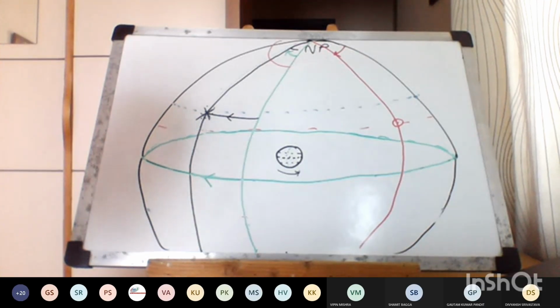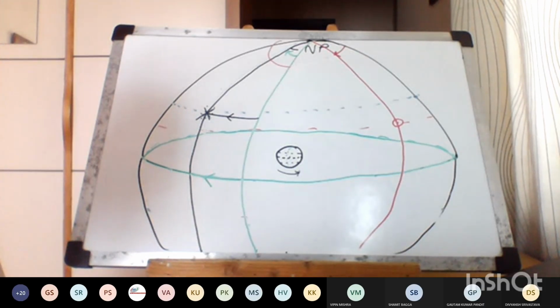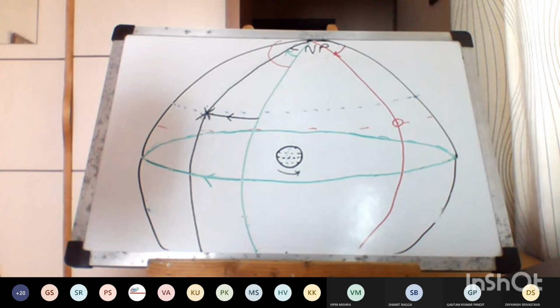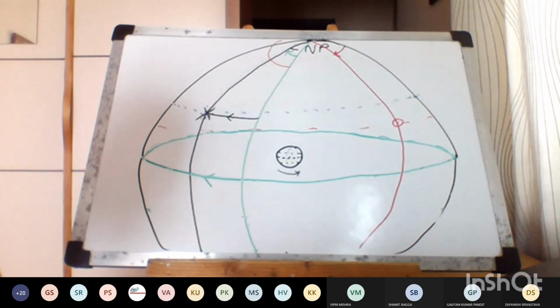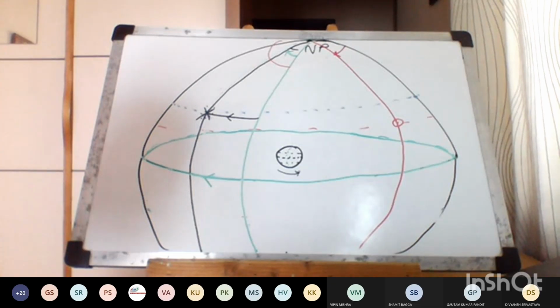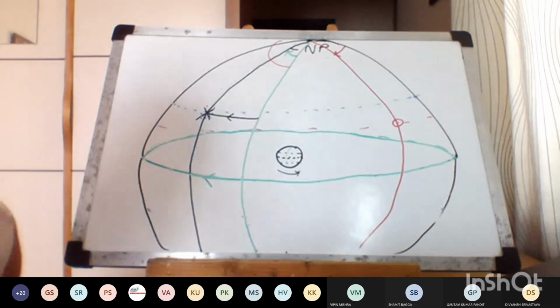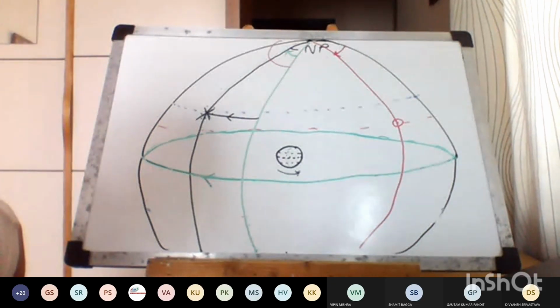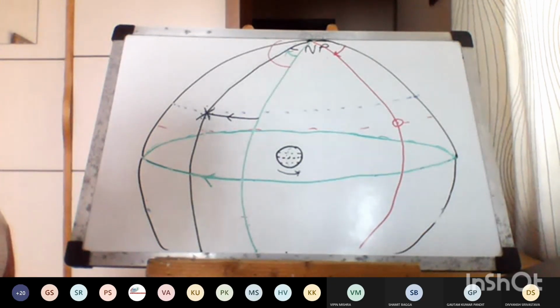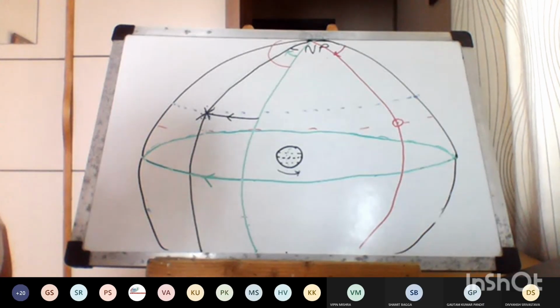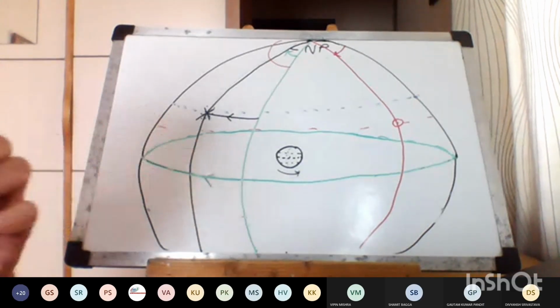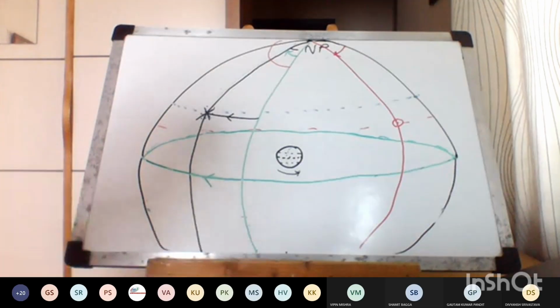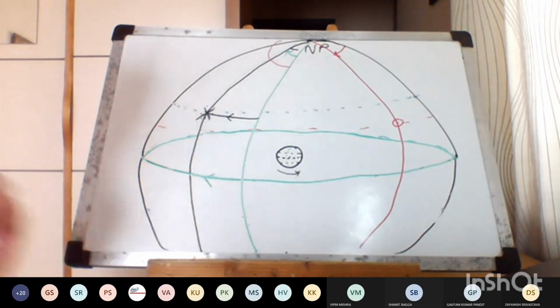So where is the GHA of the body given? Sun, moon, planet, stars. Is it given in the almanac? Yes or no? Yes, sir. So from the almanac we get two things very easily. We get the declination of the body and we get the GHA. So now you understand why we get those two from the almanac, because those two are relating us to the Earth. How?